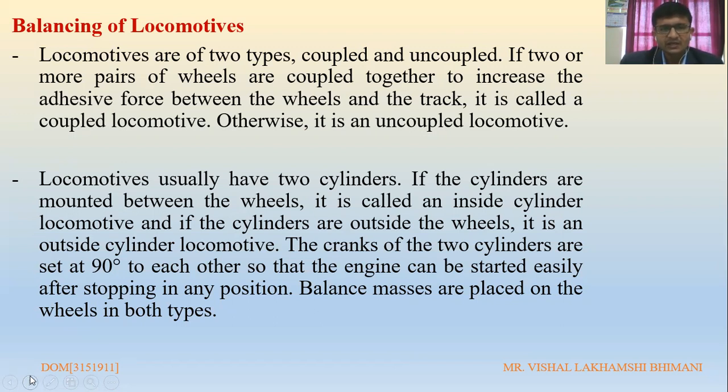Locomotives usually have two cylinders. If the cylinders are mounted between the wheels, it is called an inside cylinder locomotive. And if the cylinders are outside the wheels, it is an outside cylinder locomotive. The cranks of the two cylinders are set at 90 degrees to each other so that the engine can be started easily after stopping in any position. And balance masses are placed on the wheels in both types.